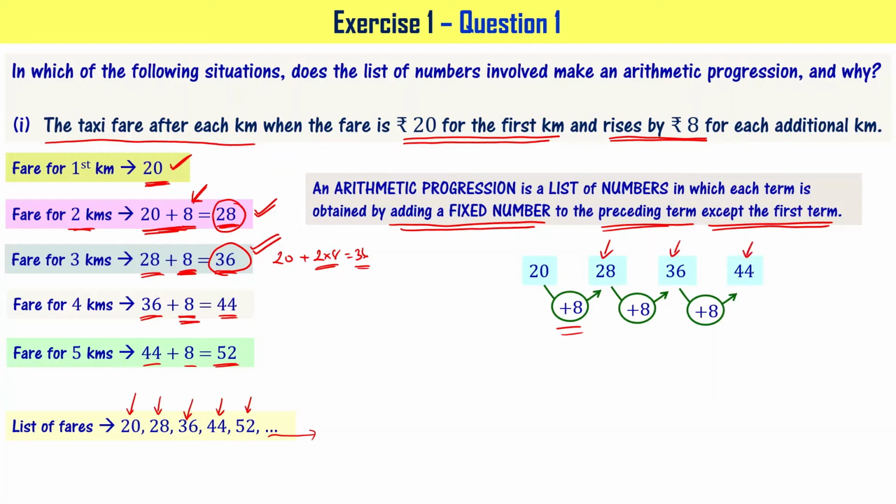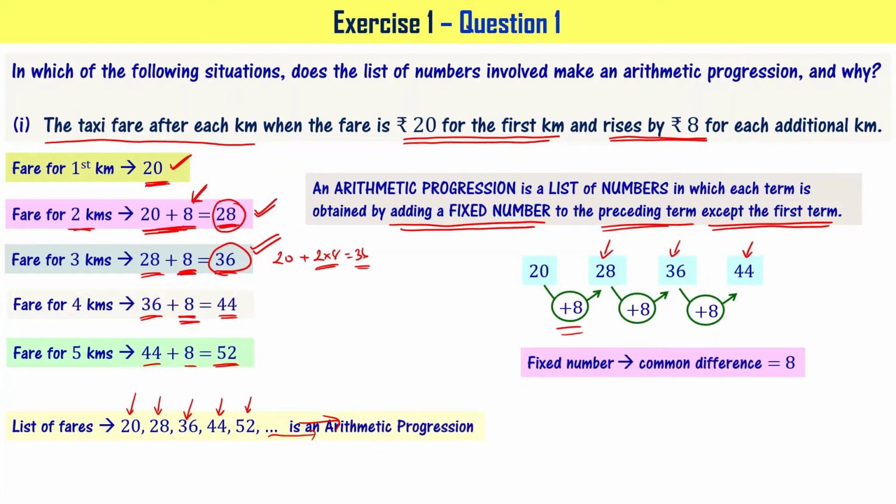In this way, what you can say is we have been adding a fixed number, that is 8, right? That is called common difference of arithmetic progression, right? So now you could see that whatever the list you have gotten here, that is exactly matching the requirement of arithmetic progression, right? That's why we can say that it is an arithmetic progression.